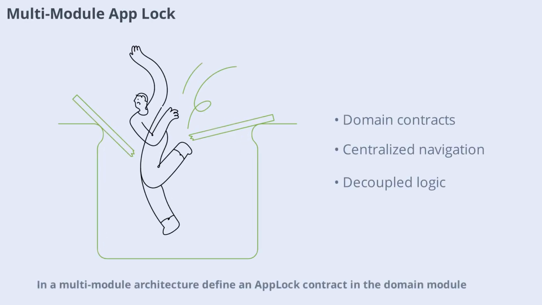In a multi-module architecture, define an app lock contract in the domain module, implement it in the core security module, and expose use cases to the presentation layer. Centralize navigation flows in the app module to ensure decoupling and testability. This structure keeps your app lock logic organized and maintainable.